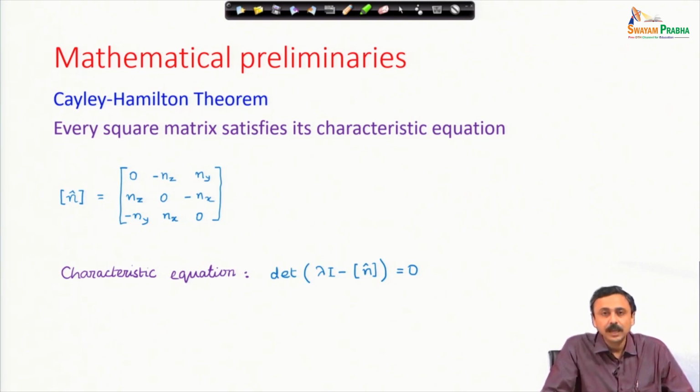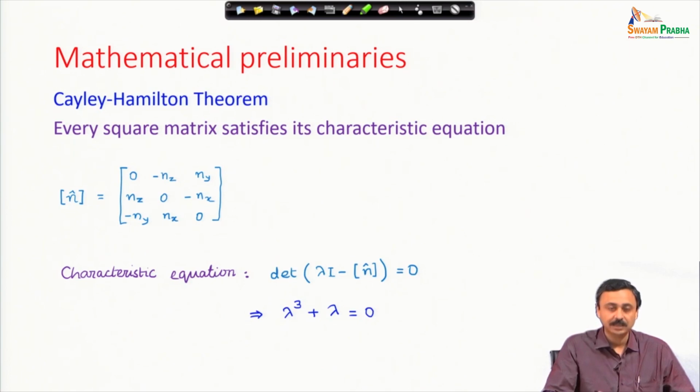If I calculate the characteristic equation of this, that means the determinant of this, and I leave it to you, show that this is going to be the determinant of this matrix. Here you have to use the property that nx square plus ny square plus nz square is 1, and using that, and there will be some cancellations, you will finally get this very simple characteristic equation, lambda cube plus lambda is equal to 0. And what Cayley-Hamilton theorem says is that every square matrix satisfies its characteristic equation.